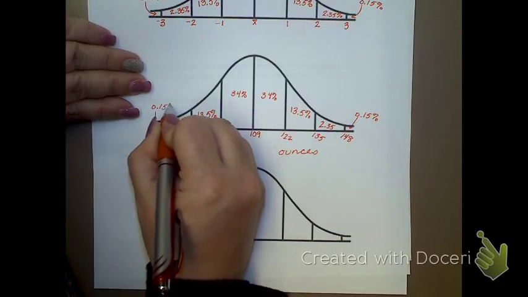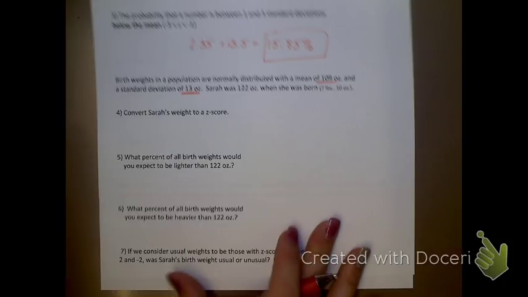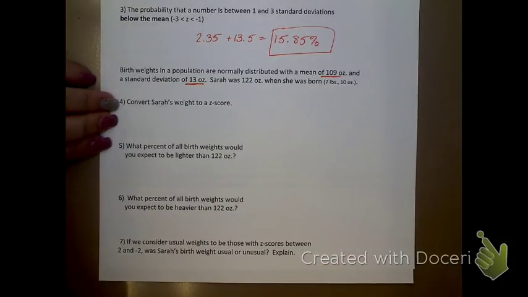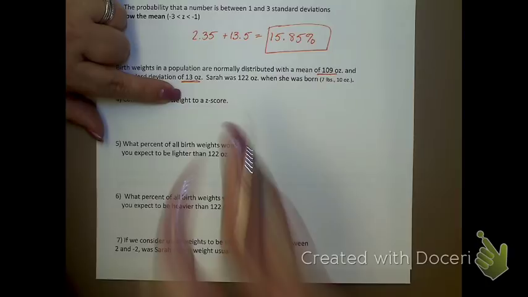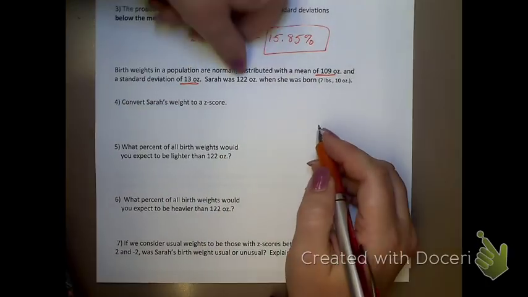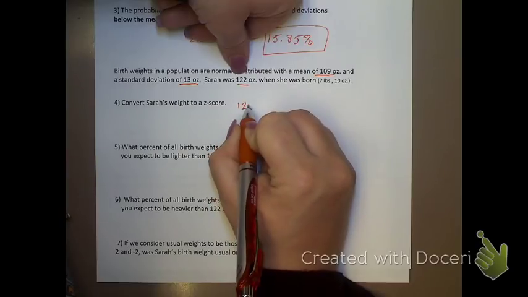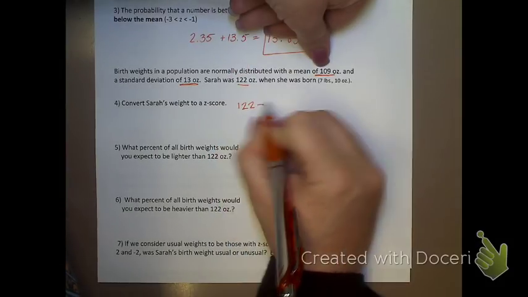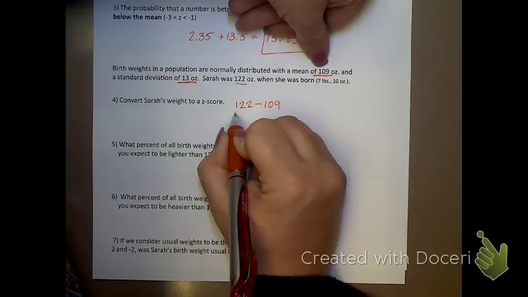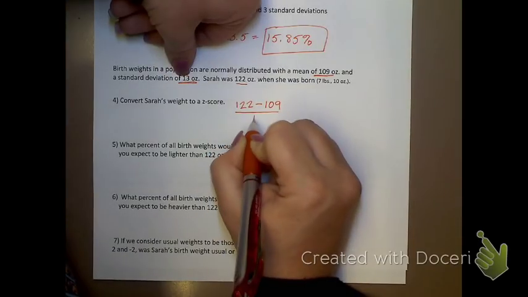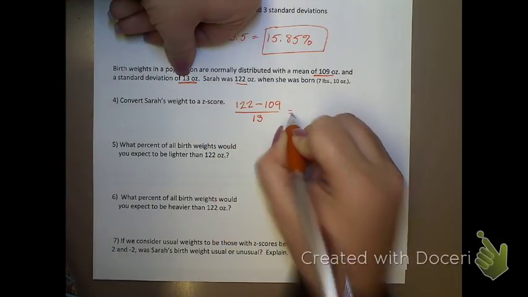0.15%. So now I should be set up to answer any questions that I'm asked about this. First thing it says is convert Sarah's weight to a z-score. Now I don't actually need my bell curve for that. So 122 is her weight, so I take her weight, I subtract the mean, which is 109, and then I divide it by 13, the standard deviation.